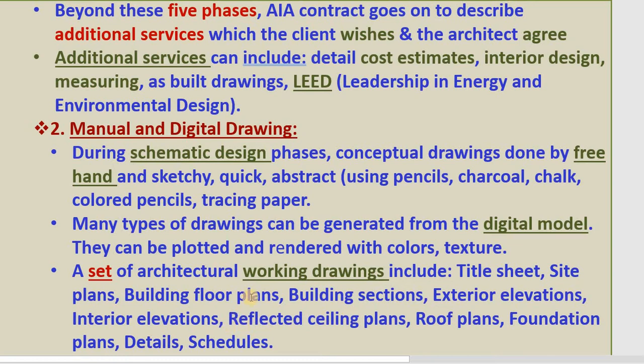A set of architectural working drawings will include the title sheet first, then the site plan for the whole project and the surrounding area. After that, the building floor plans for the main parts of the building, building sections, exterior elevations, interior elevations, reflected ceiling plan, roof plan, foundation, details, and schedules. That's all of the sheets you need to cover in the construction documents.